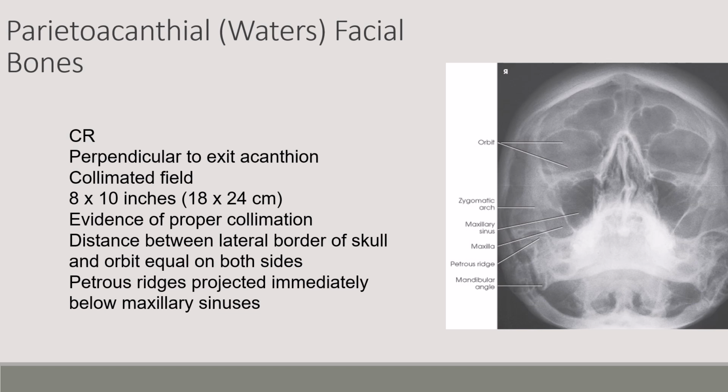Okay? We get a good evaluation of the zygoma bone with a Waters projection, and the perpendicular plate of the ethmoid bone, which we can see this poor fool has deviated for some reason. Okay.